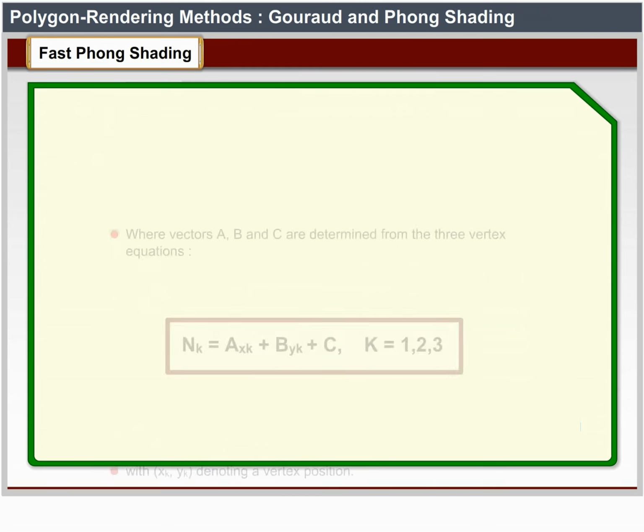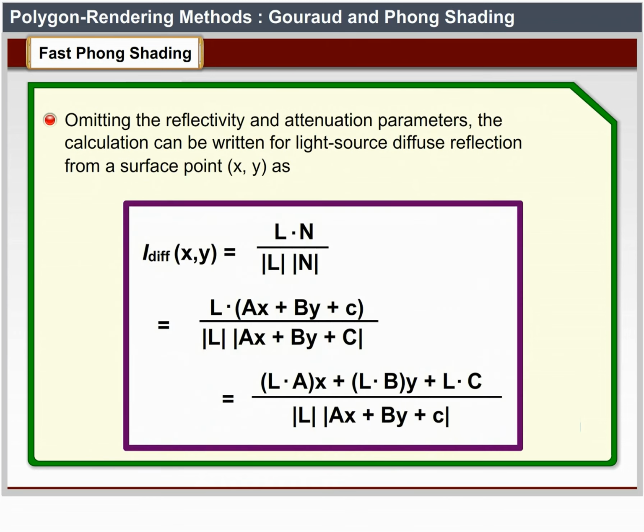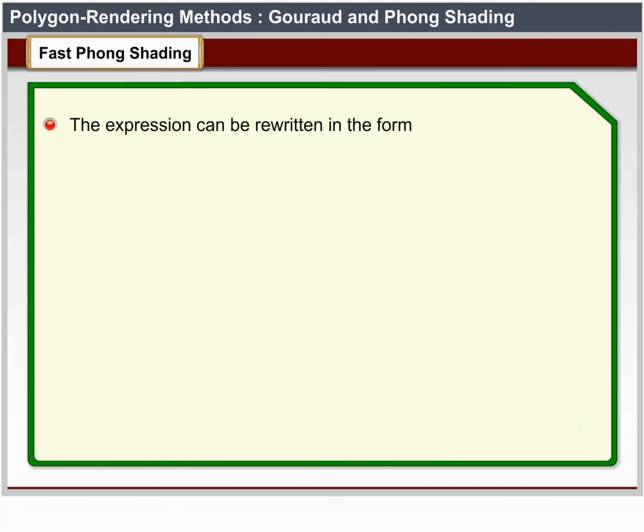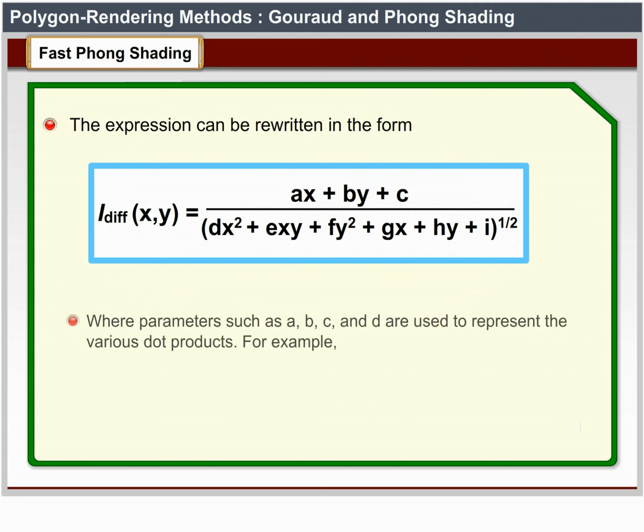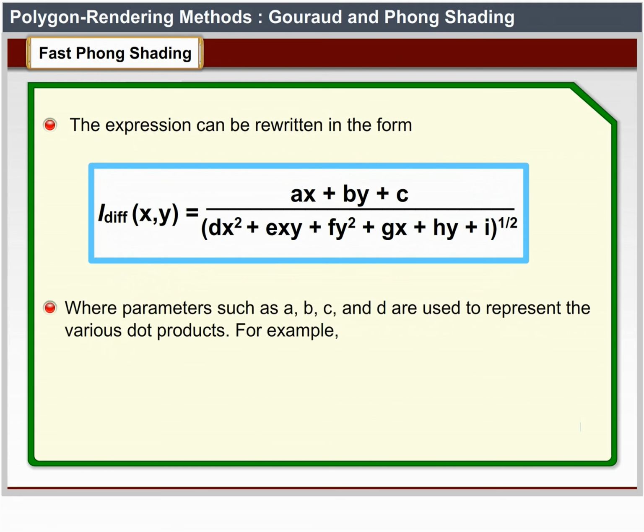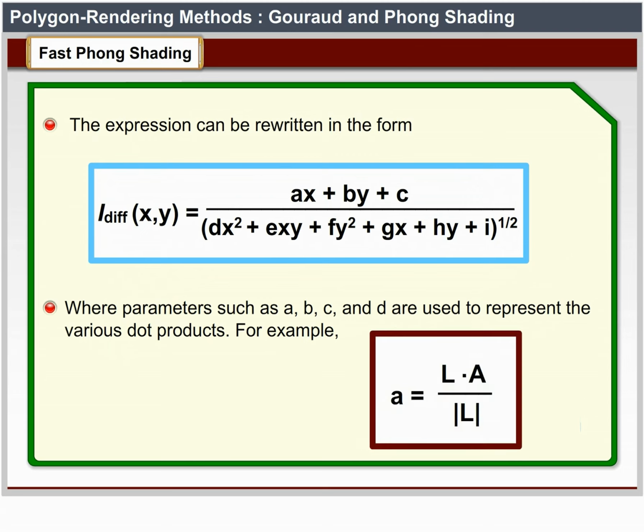Omitting the reflectivity and attenuation parameters, we can write the calculation for light source diffuse reflection from a surface point x, y as shown on screen. We can rewrite this expression in the form I_diff(x, y) = (ax + by + c) / (dx² + exy + fy² + gx + hy + i)^(1/2), where parameters such as a, b, c, and d are used to represent the various dot products. For example, a equals L·a / |L|.